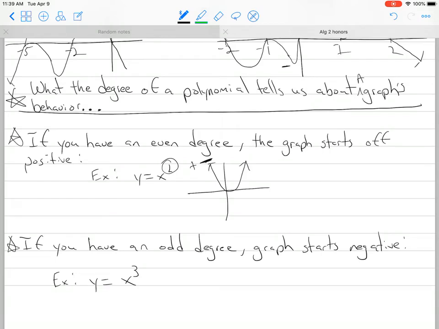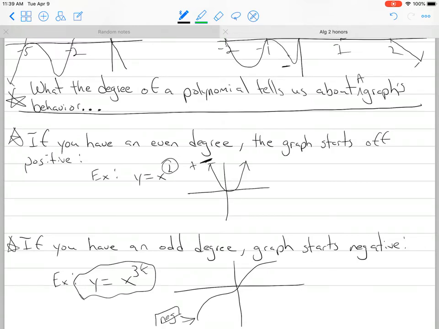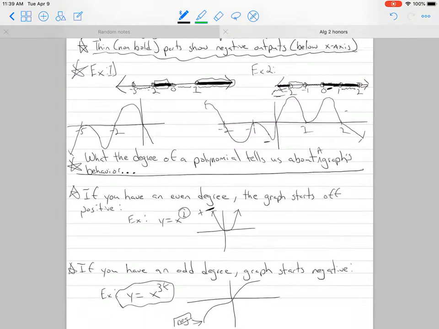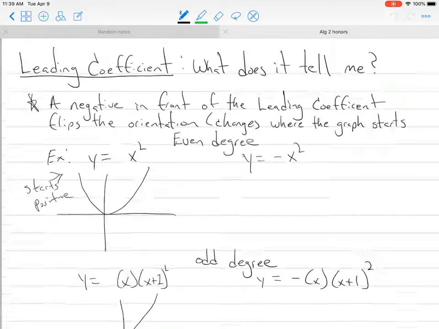Now, if you have an odd degree, the graphs should start off negative. And again, I just think of one that you should know, y equals x cubed, right? A cubic. Cubics look something like that. And that actually is kind of messed up, but I know it starts at the bottom and it goes up, right? So this one starts down here, which is negative, and it is an odd degree. Cool. So you just want to use those two examples to help you if you forget which is which.